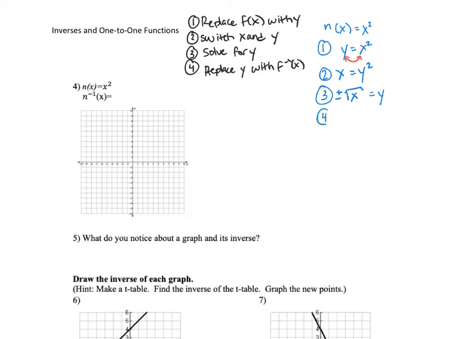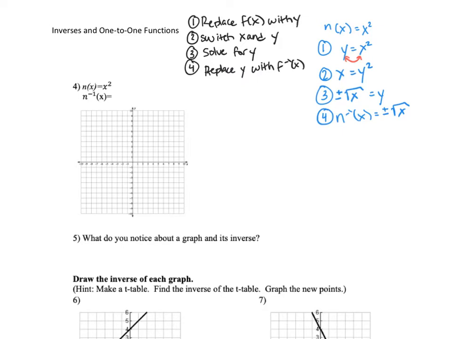So the very last step is more of a notational piece. We're going to replace y with f inverse of x, or in this case, h inverse of x is equal to the positive and negative version of the square root of x. So that's the steps that we can take in order to find inverses with equations.